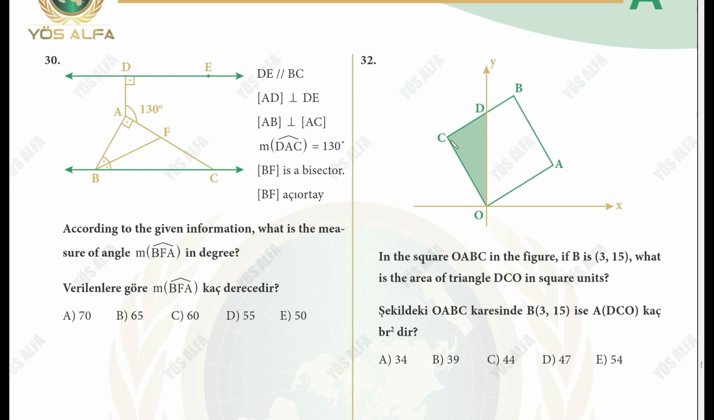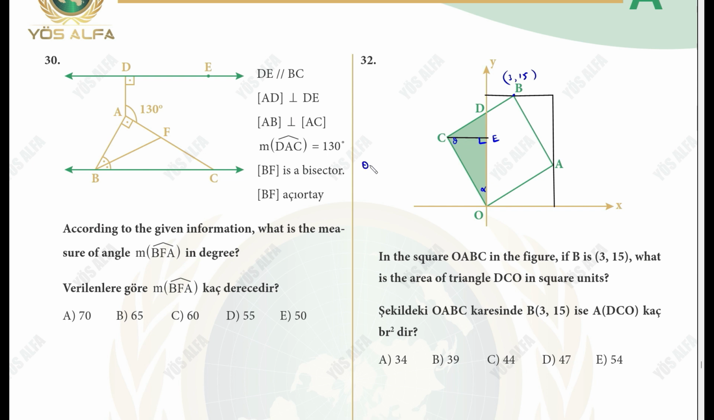So the answer is 32. OABC is a square, and point B is given to be 315. The area of this shaded region is asked. So we'll start with drawing a perpendicular line from C to DO, and let's name it E. So let's say this is theta and that's alpha, and we'll use this triangle throughout the sides of the square. So we also have this triangle over here and another triangle over here. Let me draw this line too.